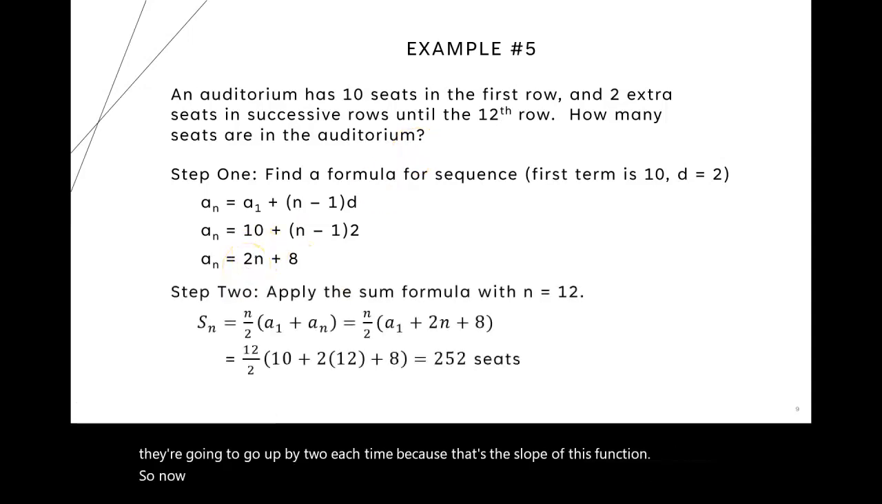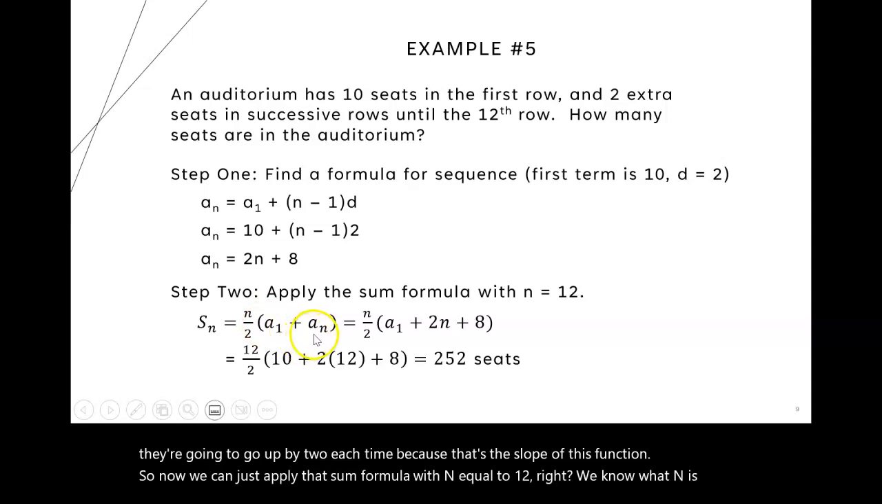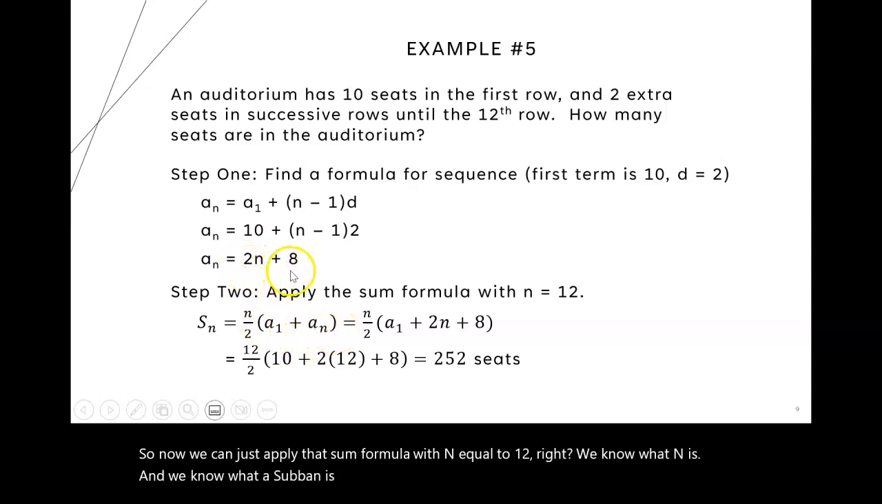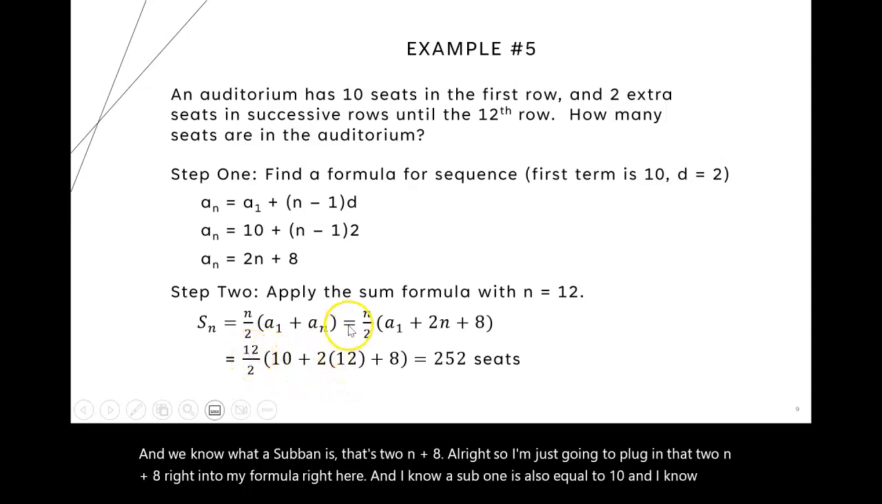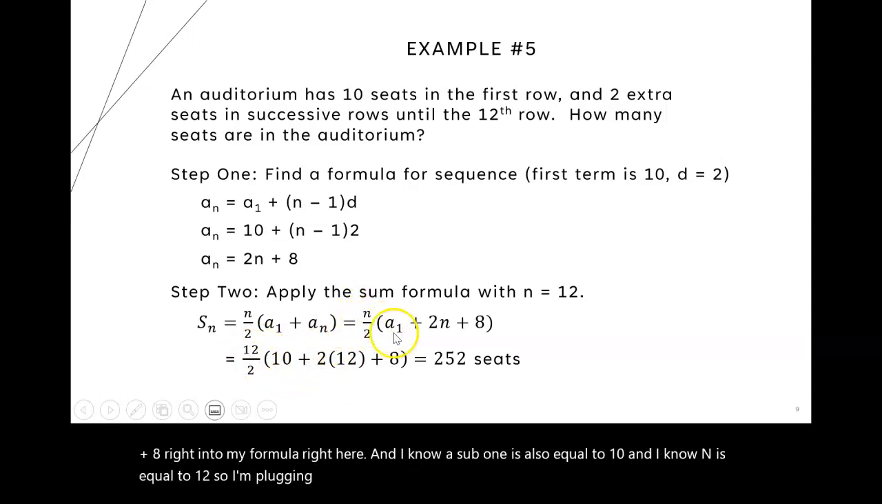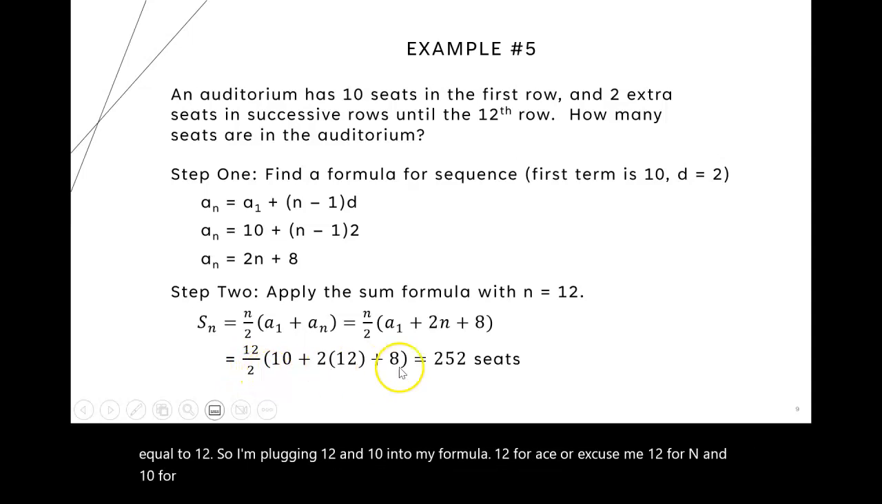So now we can just apply that sum formula with n equal to 12. We know what n is, and we know what a sub n is. That's 2n plus 8. So I'm just going to plug that 2n plus 8 right into my formula right here. And I know a sub 1 is also equal to 10, and I know n is equal to 12. So I'm plugging 12 for n and 10 for a sub 1. You plug it in right away, you get 252 seats.